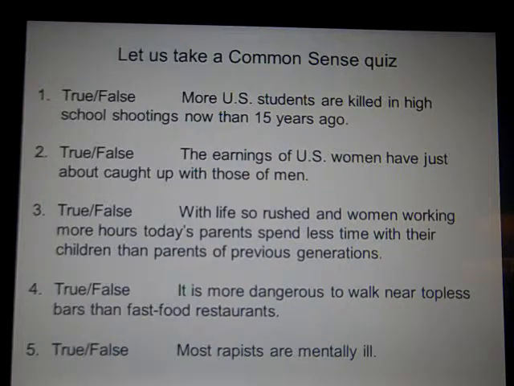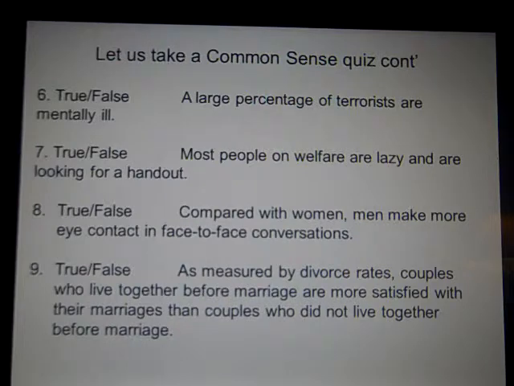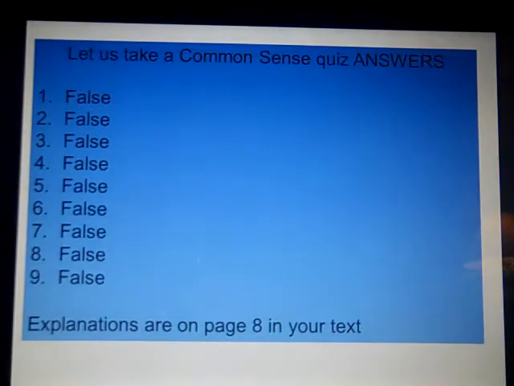This is in your textbook, by the way, in case you're wondering. There are 9 true-false questions. You can stop this. I'm not going to read them to you and insult your intelligence. But you can pause and read it and come up with an idea of what you think the answers are to these questions. And there's 6 through 9. You may think you know the answers to these. So after you've paused this and thought about it, they're your answers. They're all false. And the explanations are on page 8 in your textbook.